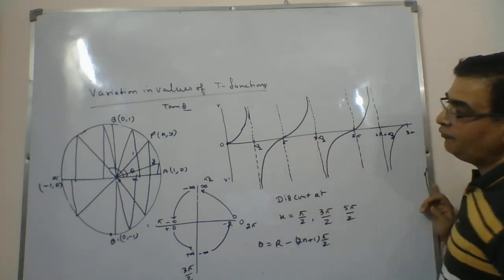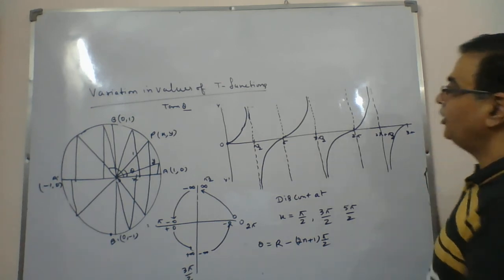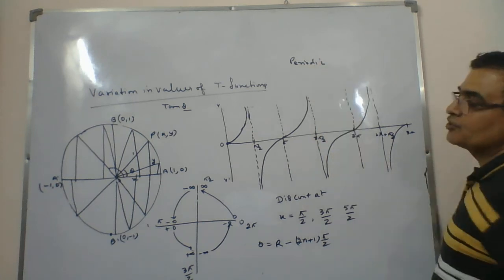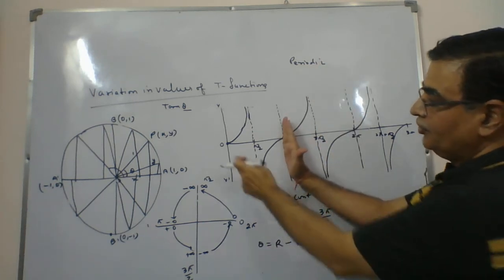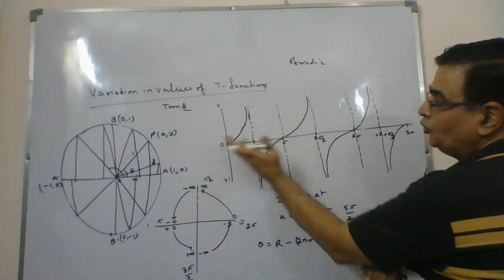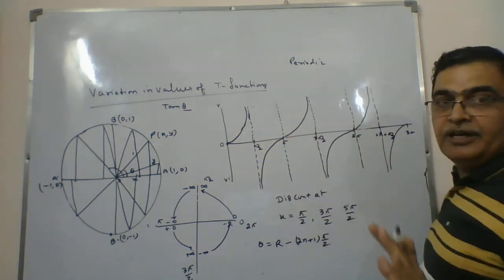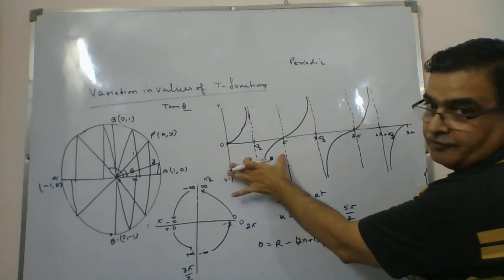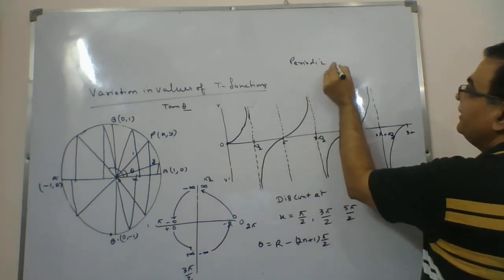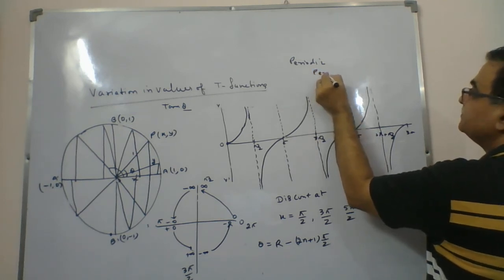Now one more thing, after how much will it repeat? Yes, it is a periodic function. It is again a periodic function. And just check here, this curve and this curve are the same. 0 to pi and pi to 2 pi, they are the same. Whatever shape it has from 0 to pi, it has the same from pi to 2 pi. So it is a periodic curve and its period will be pi.